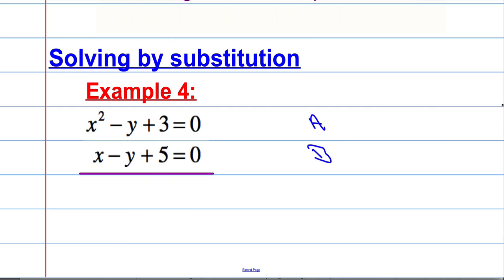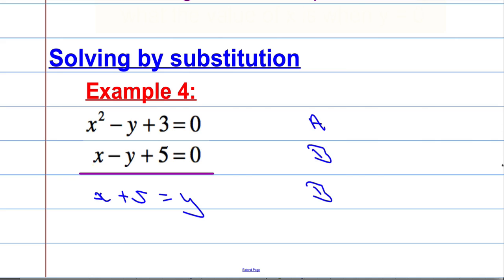Now before I sub B into A, I'm just going to manipulate it a little bit. So I'm going to isolate the y. Let's add y to both sides. So we get x plus 5 equals y. In other words, y equals x plus 5. So let's have a look at what happens with equation A. In fact, let's write that down again. That's equation B. We've changed that.